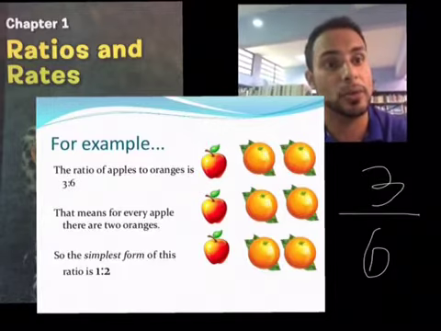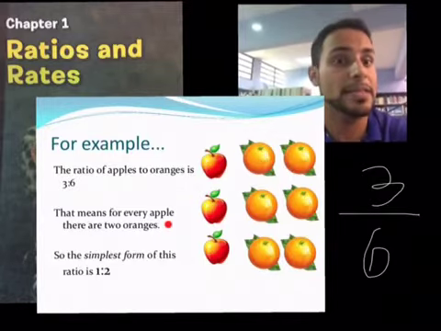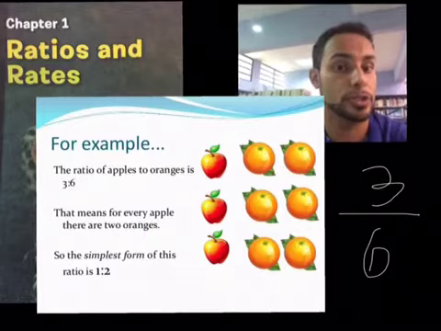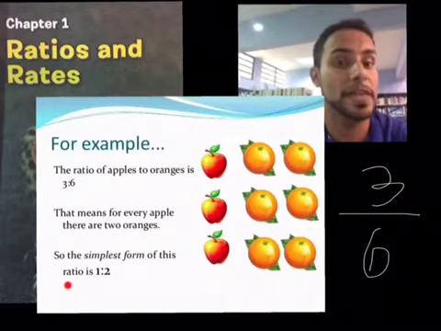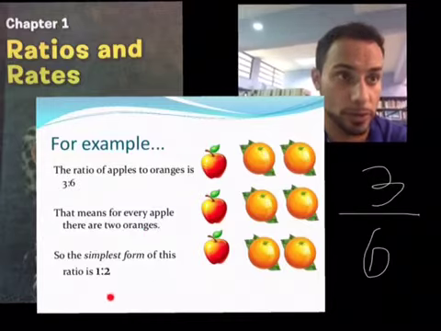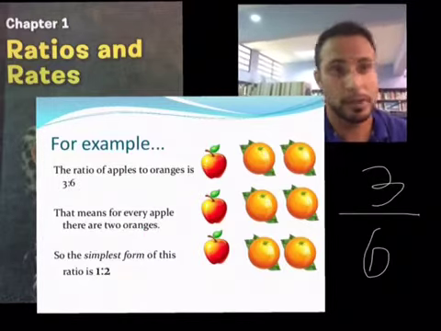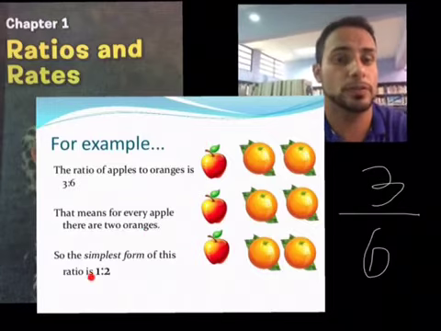So what I did there was I brought it down to a unit. So a unit would be 1 and 3. That means that for every apple there are 2 oranges. So the simplest form of this ratio is 1 for 2. There's 1 for every 2. You see that? We don't say a half because it's not a fraction, it's a ratio. So for every 1 we have 2.